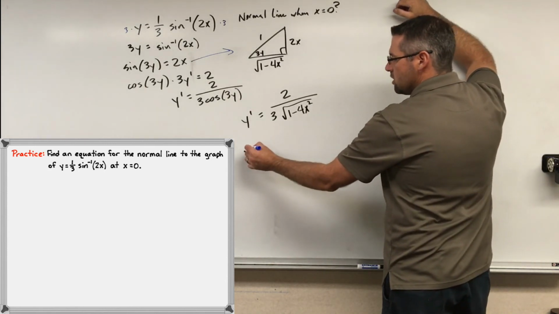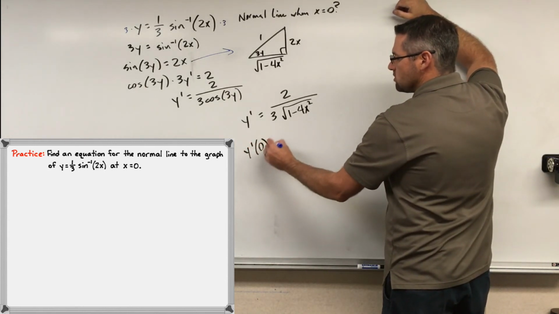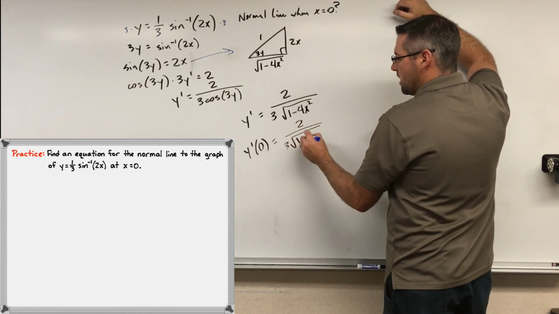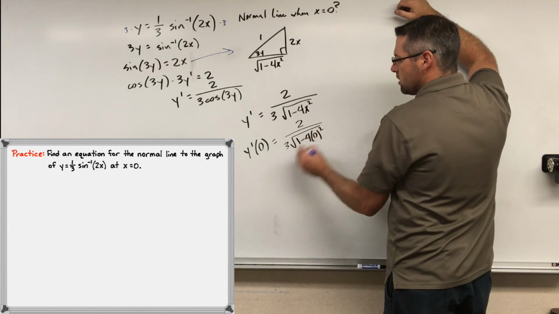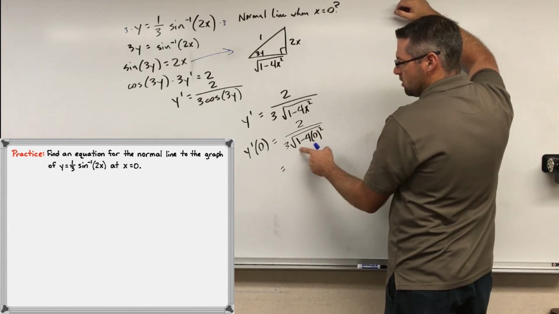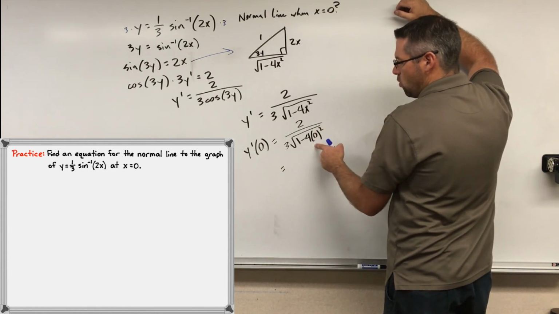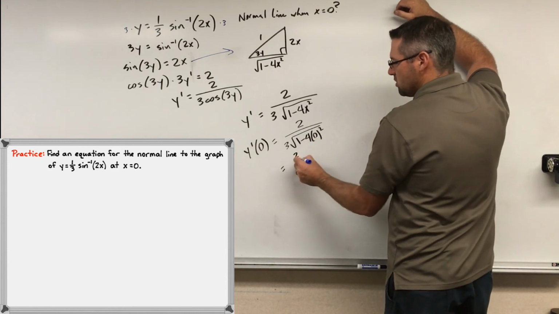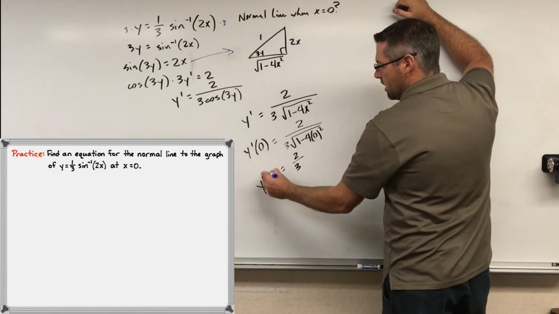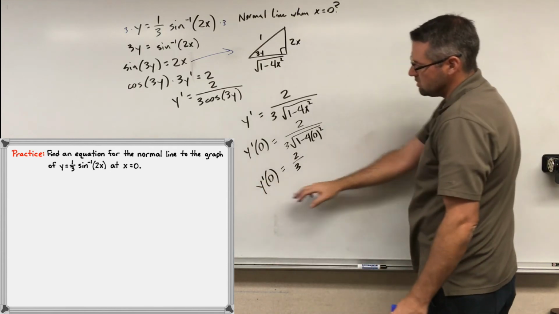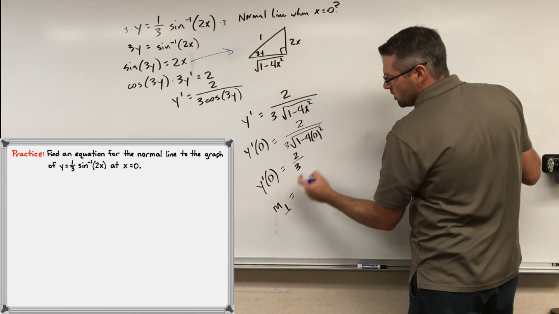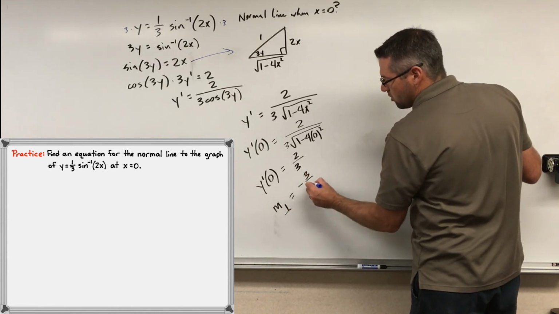line first. So we'd say y prime when x equals 0 is 2 over 3 radical 1 minus 4 times 0 squared. Simplifying that, that's a 0. 1 minus 0 is 1. Radical 1 is 1. And so you end up with 2 over 3 as my derivative. So that's the slope of my tangent line. I need the slope of my normal line, which is the negative reciprocal or the opposite reciprocal.